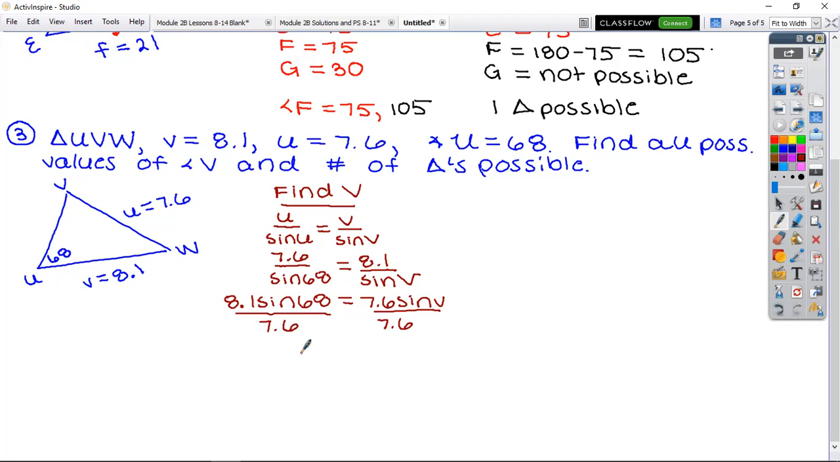All right, so I have 8.1 sine of 68 divided by 7.6 gives me an angle of 81. Any problems there? Good, it's just calculator work. But you want to make sure you can actually do it. Next, I test my cases. So I'm going to say possible case 1 and 2. So case 1, case 2. So I'm going to start with the angle I know, and I'm going to write that one twice. So angle U is 68 and 68.